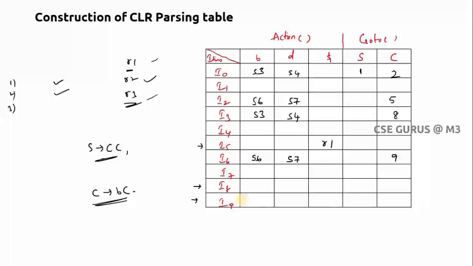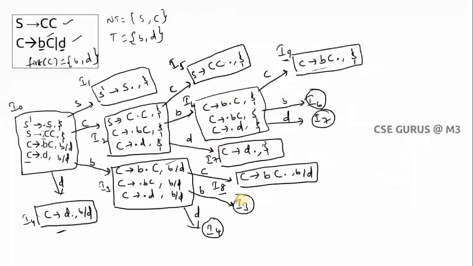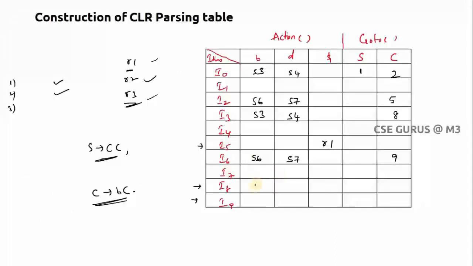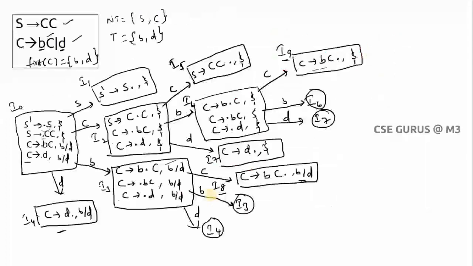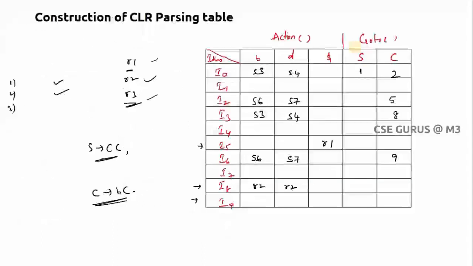Very simple, this one. What you need to do is go for I8. In I8, what is the look ahead? You can say B and D. So directly go for B and D in I8, and I'll write R2. That's it. Now I9. In I9, C tends to BC dot is there. What is the look ahead? Dollar. So in I9, go to dollar and write R2. So this much simple it is.